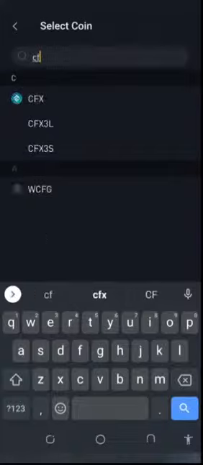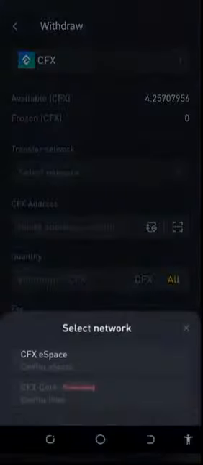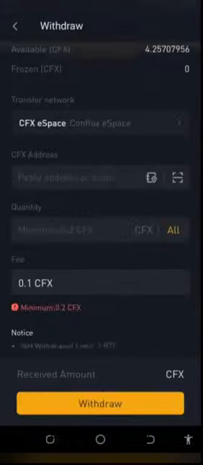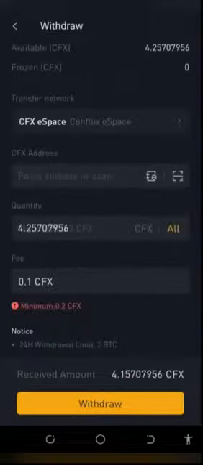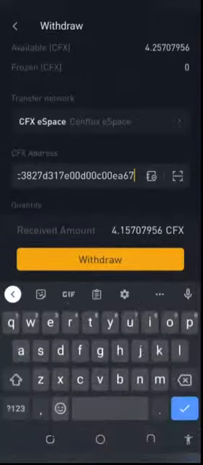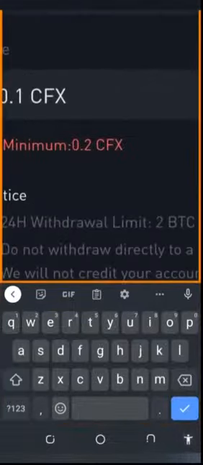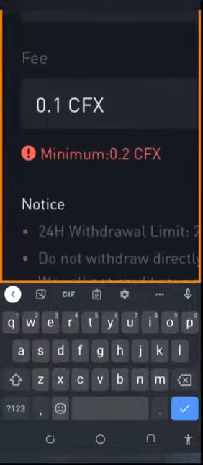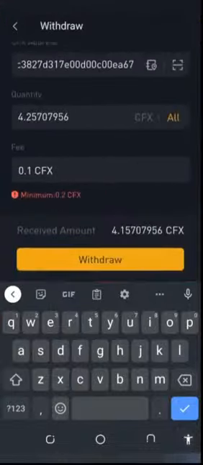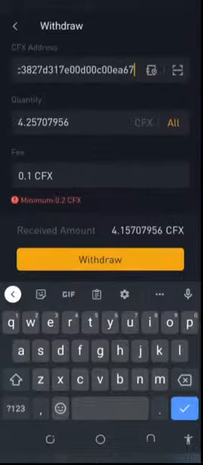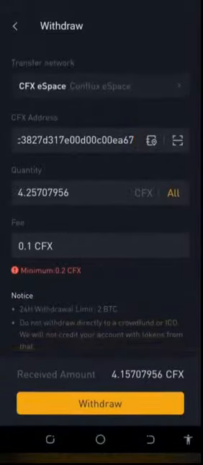So CFX. Let's see, CFX eSpace, of course. And then let's see what we're putting in here. Available, yeah, everything. Let's see, all, of course. Let's put in the address. Okay, it said minimum. Minimum is what? Okay, minimum is 0.2 FX. I've done that. Okay. Well, maybe just a little warning. Okay, all. And then we go ahead. Everything looks good.